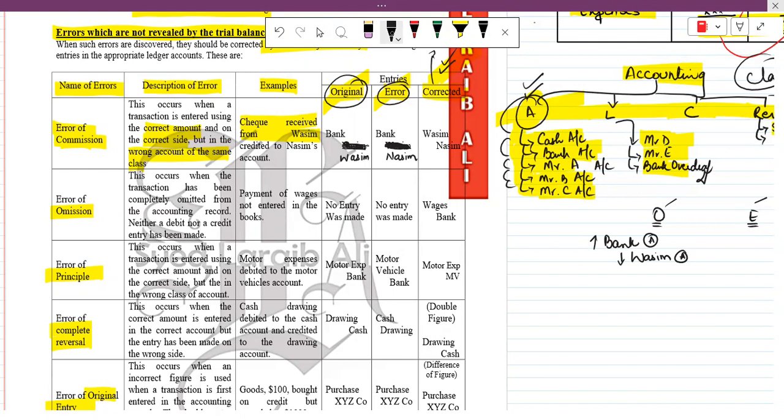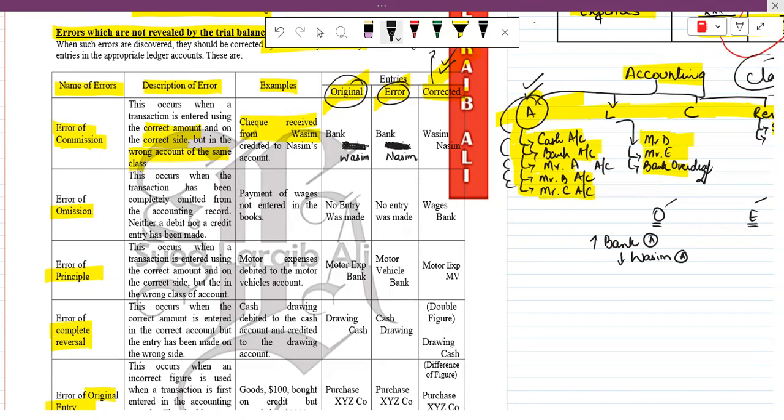My dear students, remember, if you are very good at journal entries, you will easily be able to prepare these corrected entries. So before you start this topic, you should prepare yourself or revise the journal entries, the rules of debit and credit. Let's get back to this work.